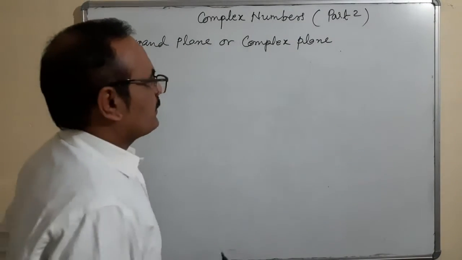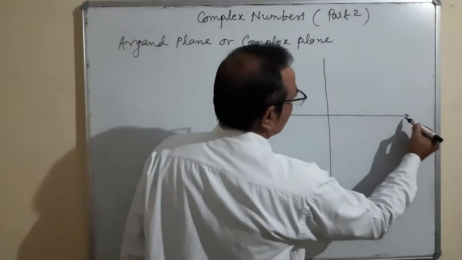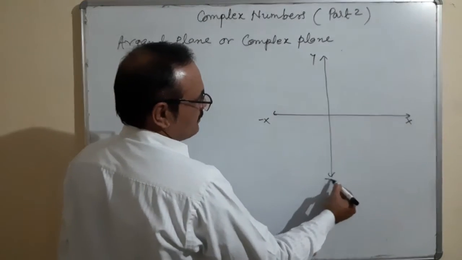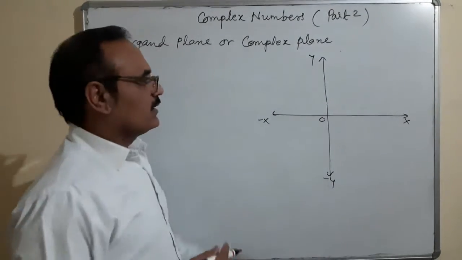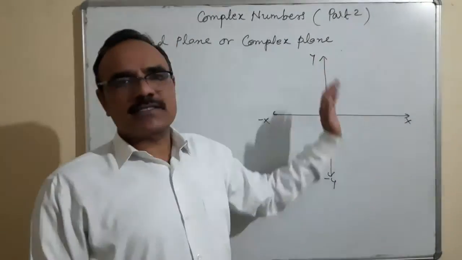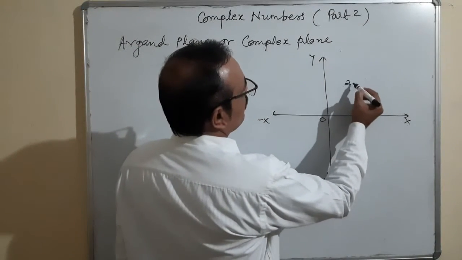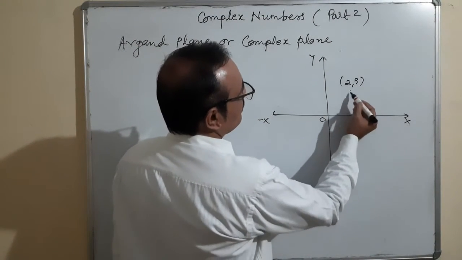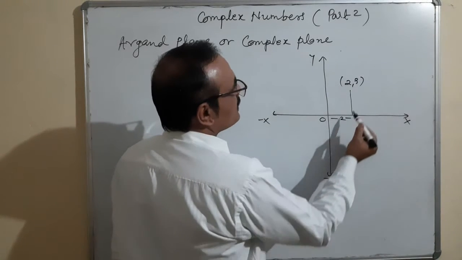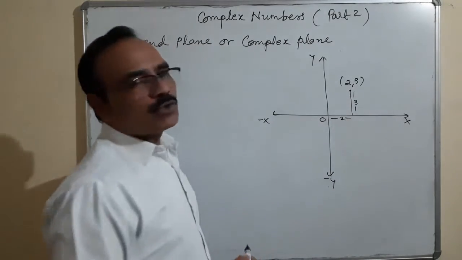Let us first understand the Cartesian plane. What is a Cartesian system? x, y, minus x, minus y, and the origin 0. On the Cartesian plane, this is the x-axis and this is the y-axis. Suppose we are going to represent a point like 2, 3. What does it mean? On the x-axis, there is a distance of 2 from the origin, and on the y-axis, the distance is 3.